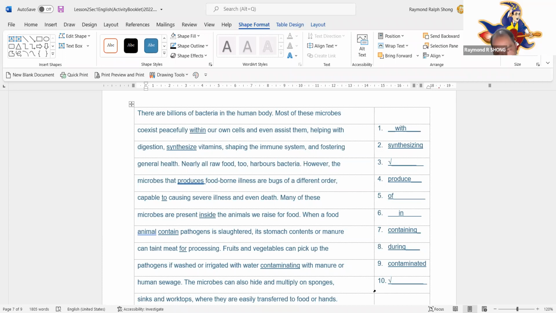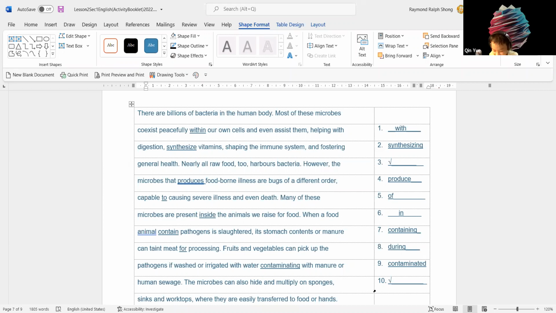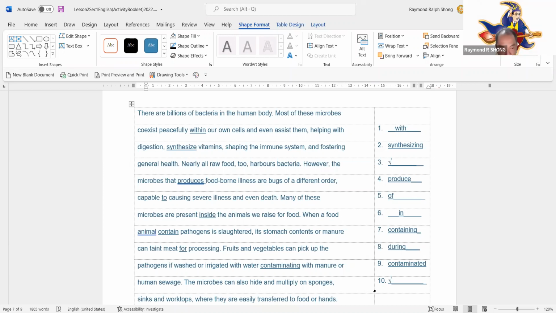I don't know what you're talking about. I can't hear you. Can you speak louder, please? If not, I talk to you in Japanese. ありがとう。When a food animal contains.